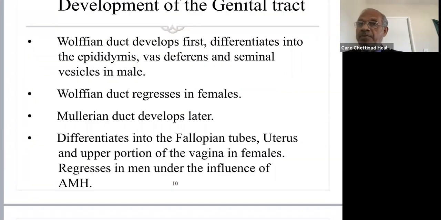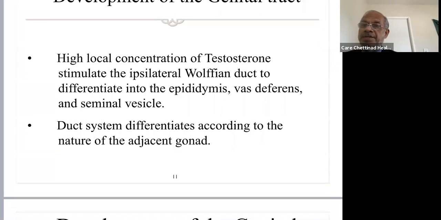Wolffian ducts that form the male organ develop first, differentiate into the epididymis, vas deferens, and seminal vesicles in men. Wolffian duct regresses in female. Mullerian duct develops later. This differentiates into the fallopian tubes, uterus, and upper portion of the vagina in females. Regresses in men under the influence of anti-Mullerian hormone. High local concentration of testosterone stimulates the ipsilateral Wolffian duct to differentiate into the epididymis, vas deferens, and seminal vesicle. Duct system differentiates according to the nature of the adjacent gonad.